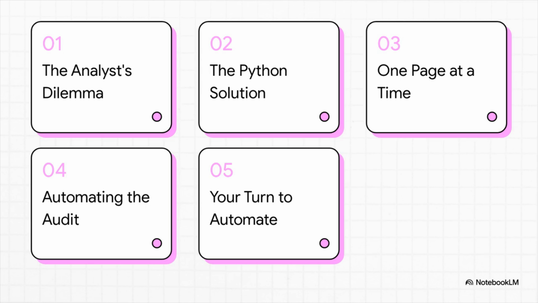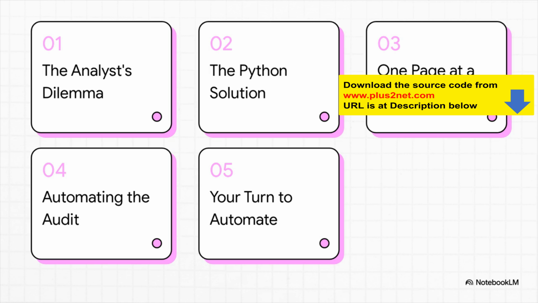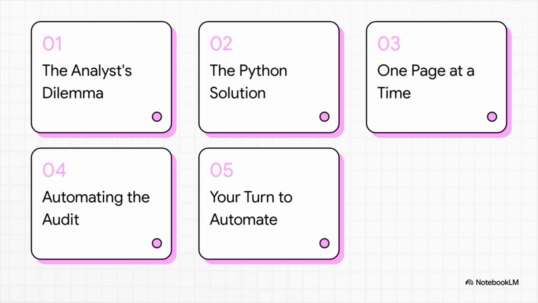So here's our game plan to tackle this. First, we'll talk about the analyst's dilemma, why this is such a headache. Then we'll introduce our Python solution. We'll start small, building our script to check just one page at a time. And then we'll ramp it up to automate a full audit. And finally, we'll look at how you can take this script and run with it.